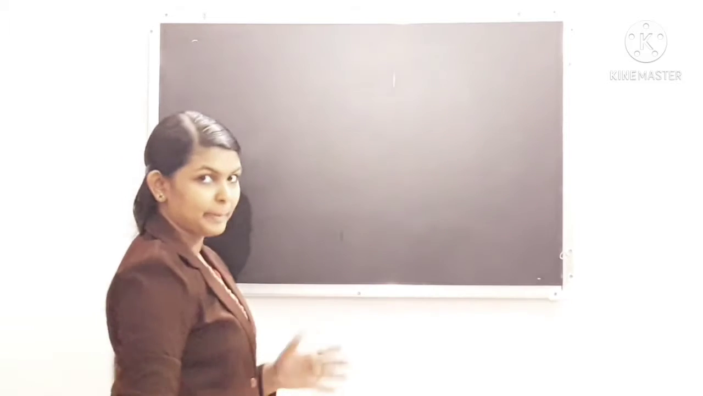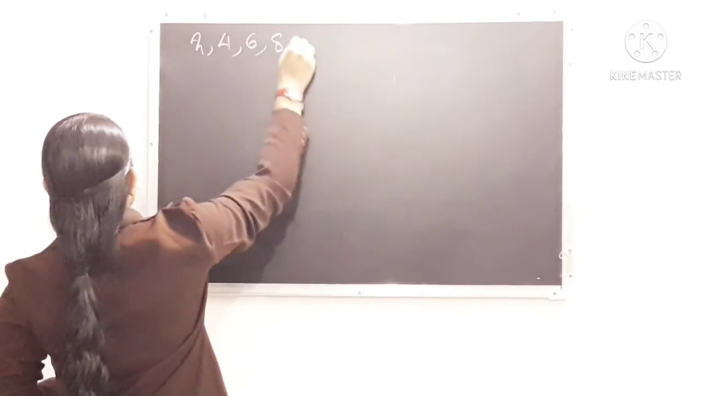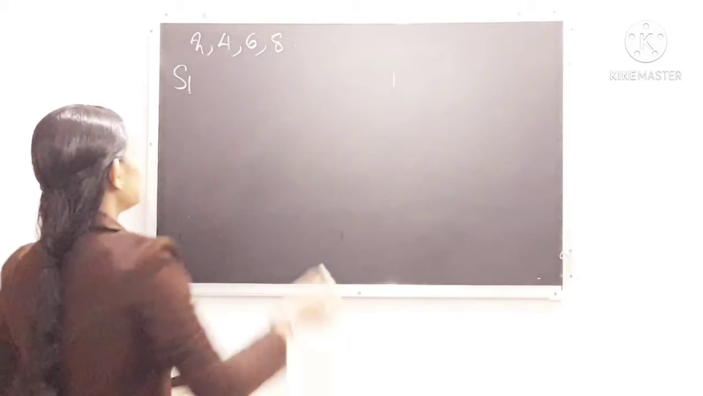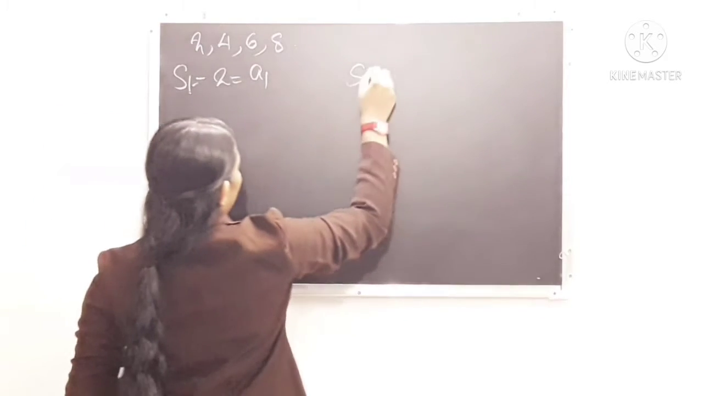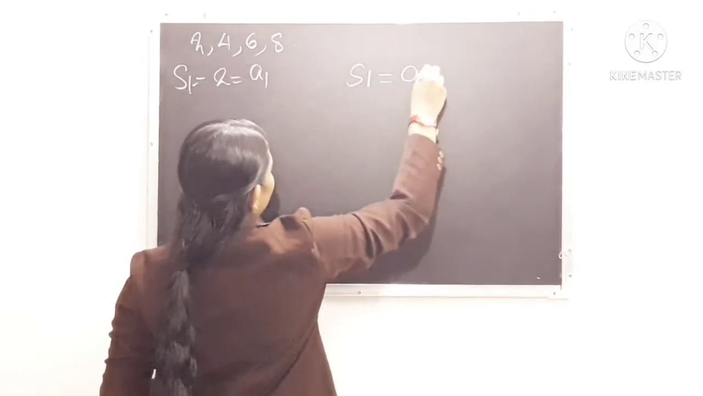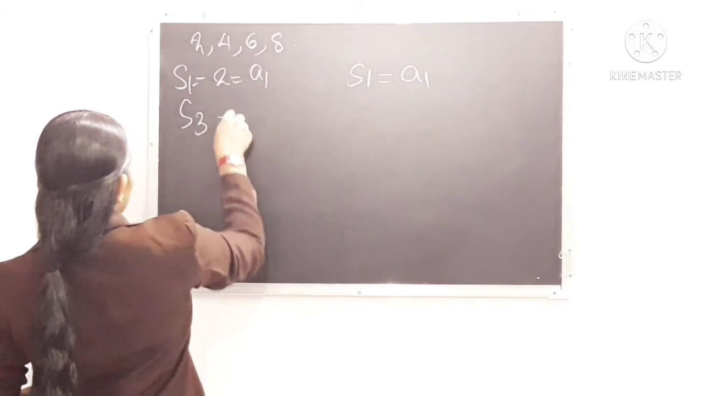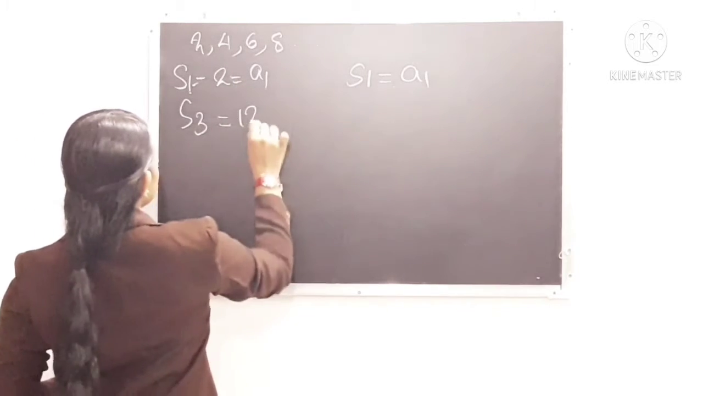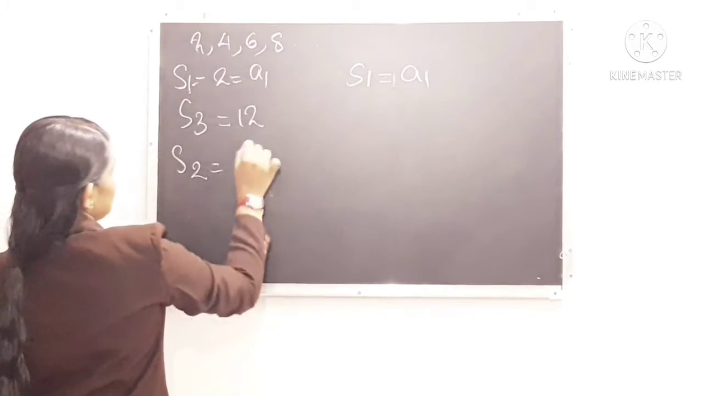Now we can just take an AP. Let's consider an AP that is 2, 4, 6, 8, etc. What is the sum of the first term? The sum of the first term will be equal to 2 itself, which is again the first term itself. So the sum of the first term will be equal to the first term itself. And what is the sum of the three terms? The sum of three terms is equal to 2 plus 4 plus 6, which is equal to 12. What is the sum of the two terms? It will be equal to 2 plus 4, which is equal to 6.